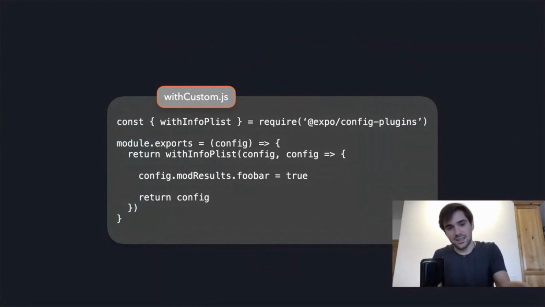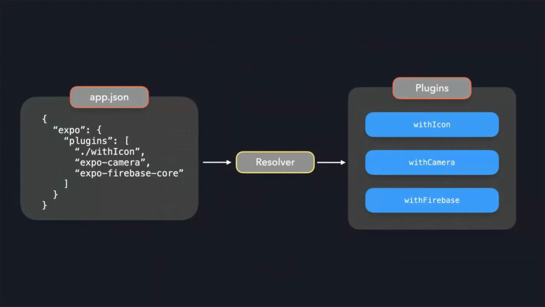So for instance, in this example, we're modifying the info plist as a JSON object. And this is really powerful because it gives library authors the ability to step outside the lines and make any kind of customization that they need to the native project in order to make their library work. So when we run pre-build, we have a resolver which runs over the plugins array. It collects up all of the plugins, and then it attempts to resolve where the actual file is coming from.